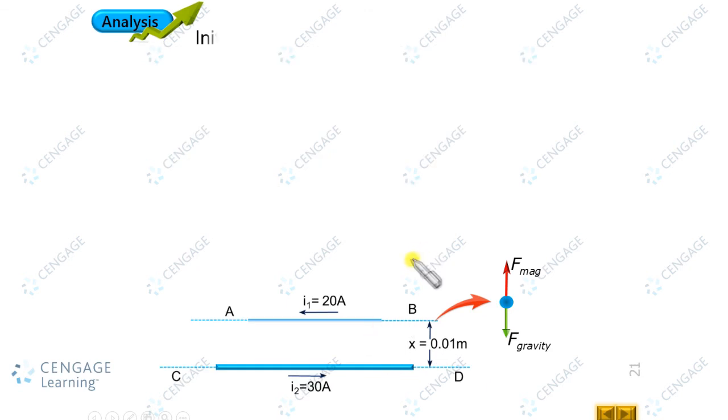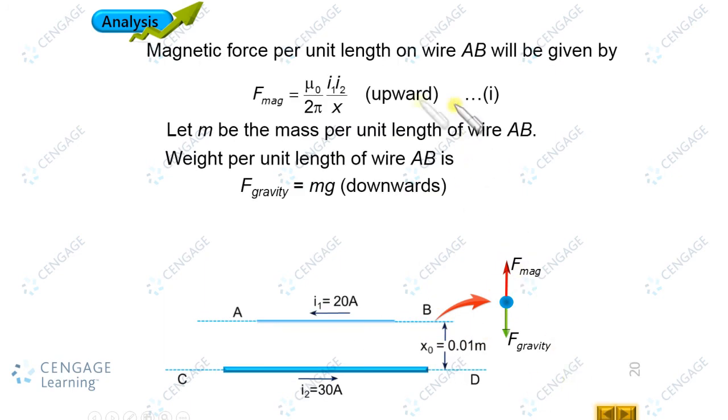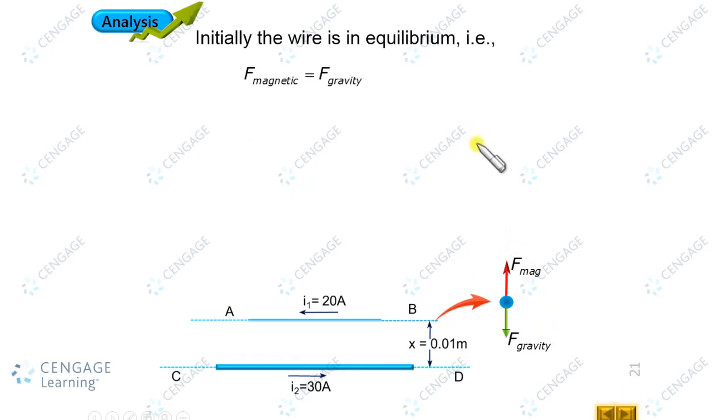Now, initially this wire is in equilibrium and x equals x naught. So we can write this force is equal to mg. So mu naught divided by 2 pi, I1 I2 divided by x naught, equals mg. Say this is equation number 2.